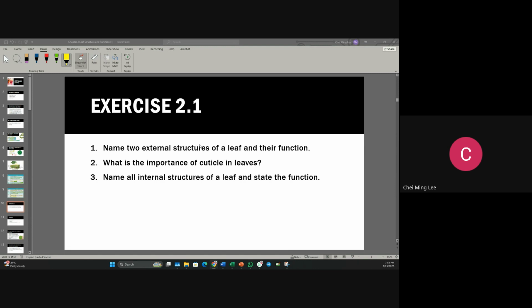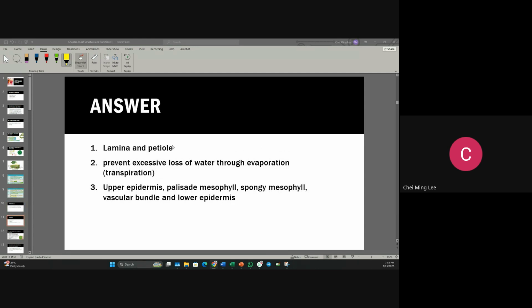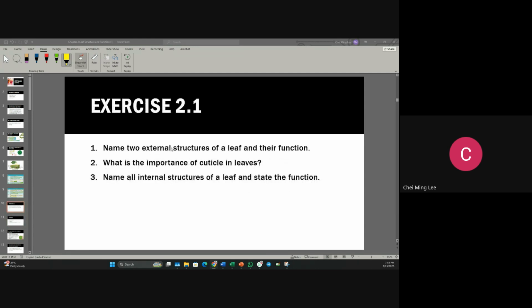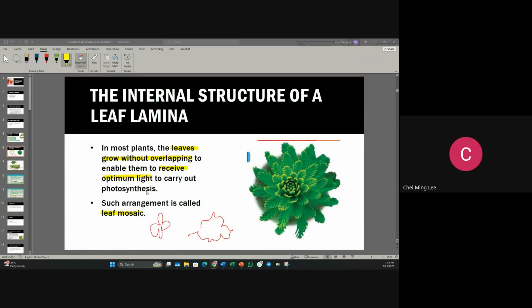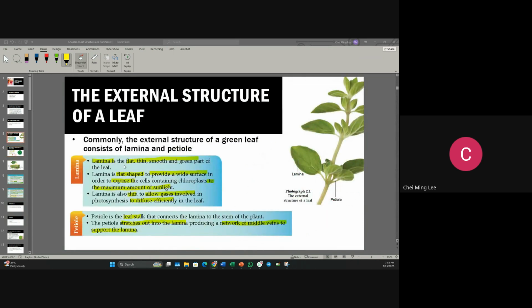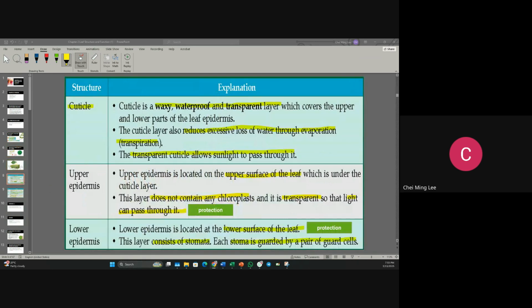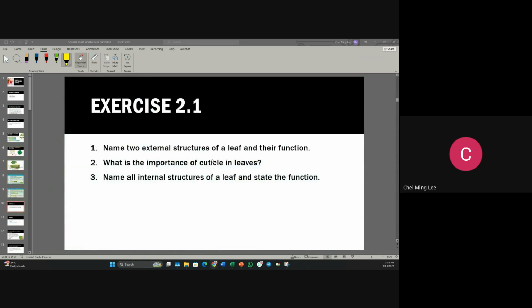So let's see. Name two external structures of a leaf and their function. We have the lamina and petiole. The function I didn't mention. Lamina is a flat shape and provides a wide surface to expose to light. This one I forgot to mention earlier.